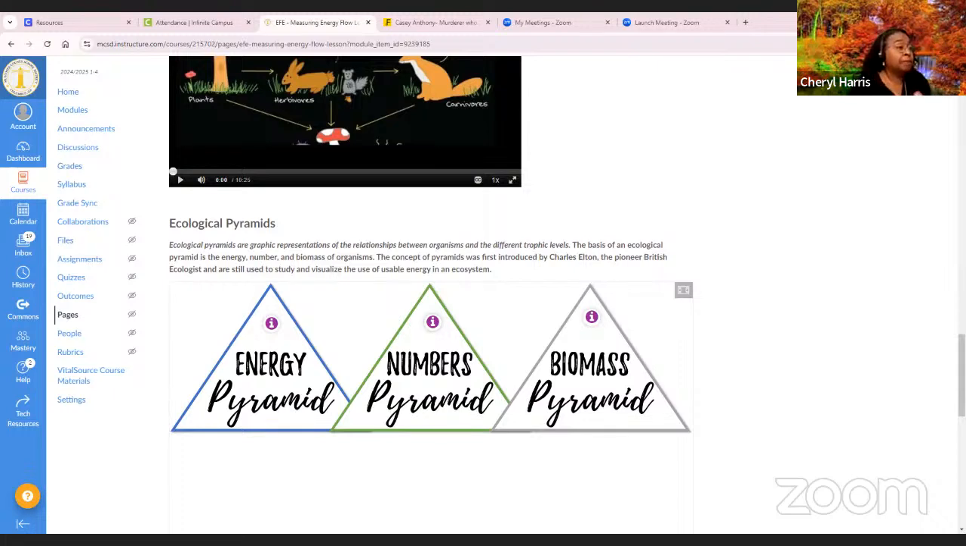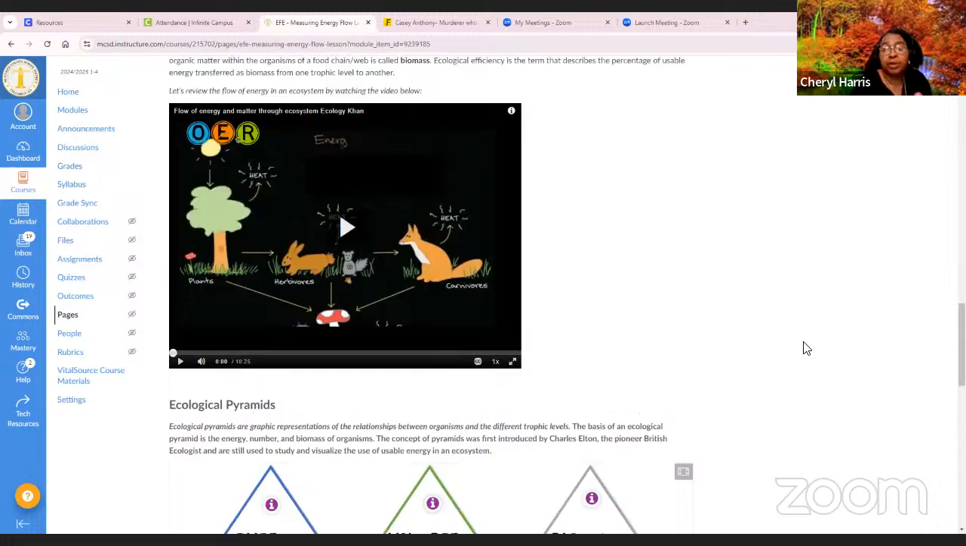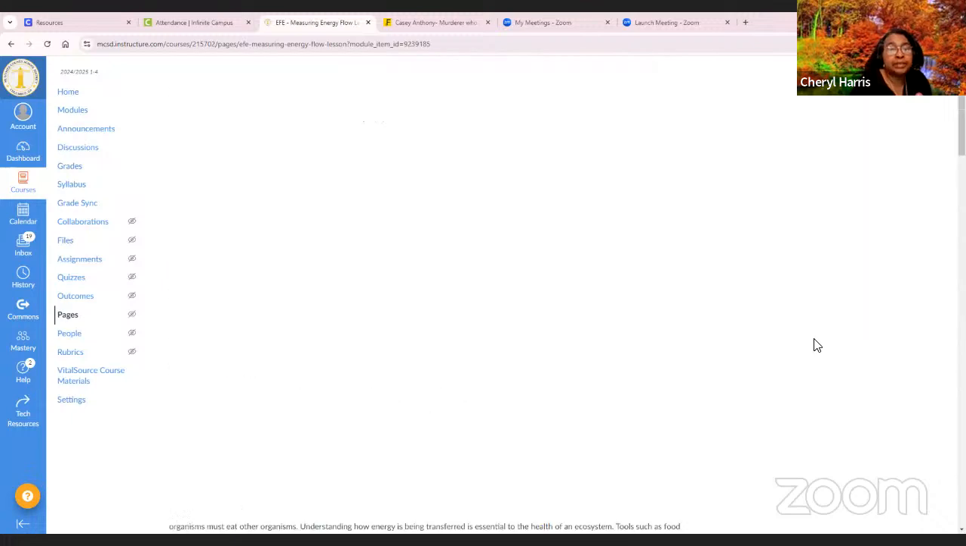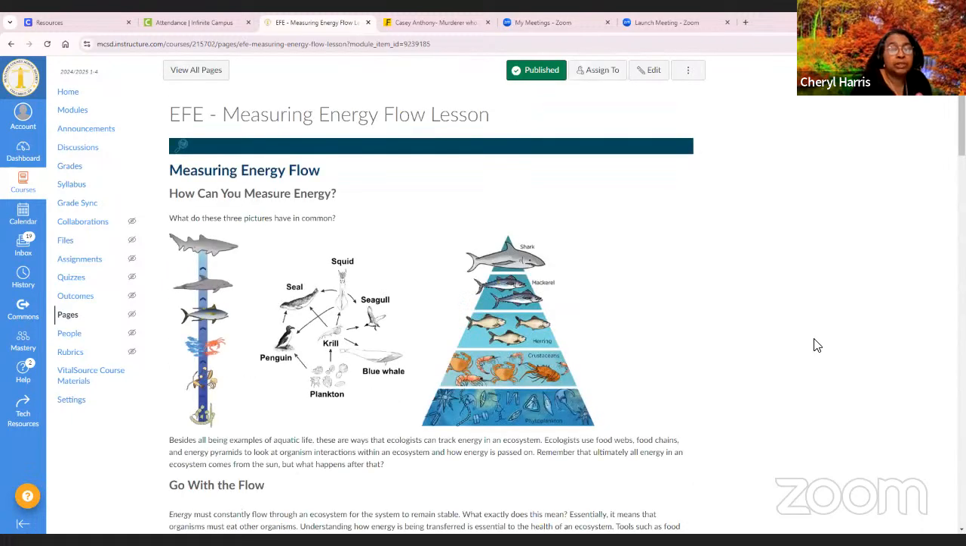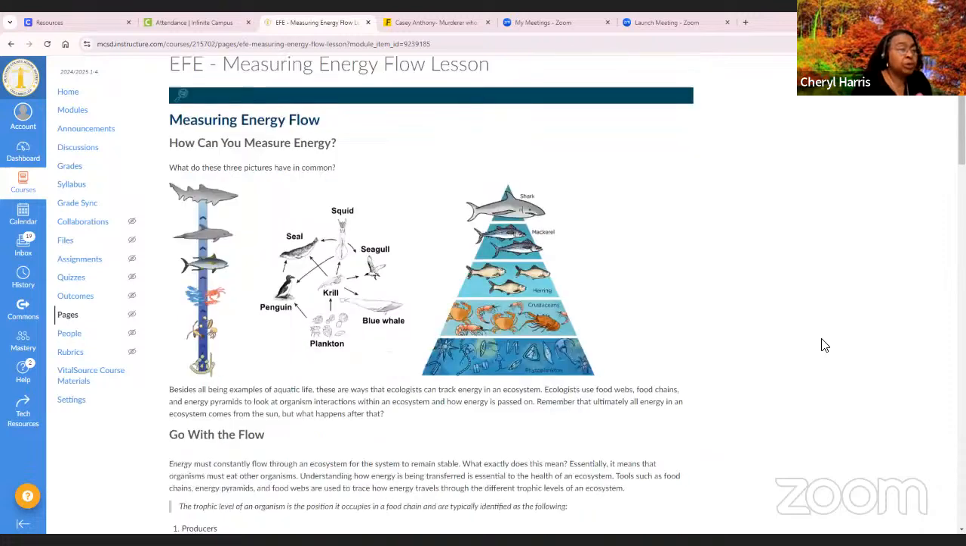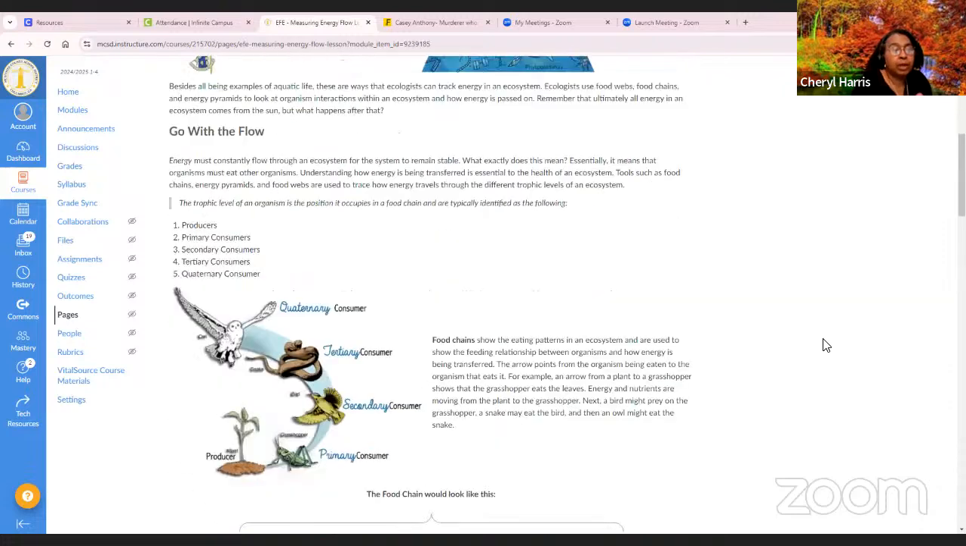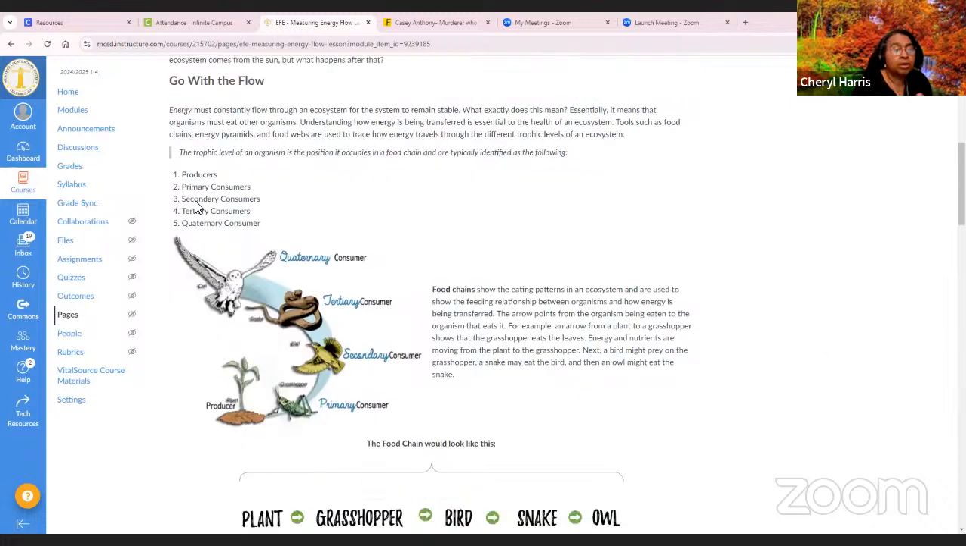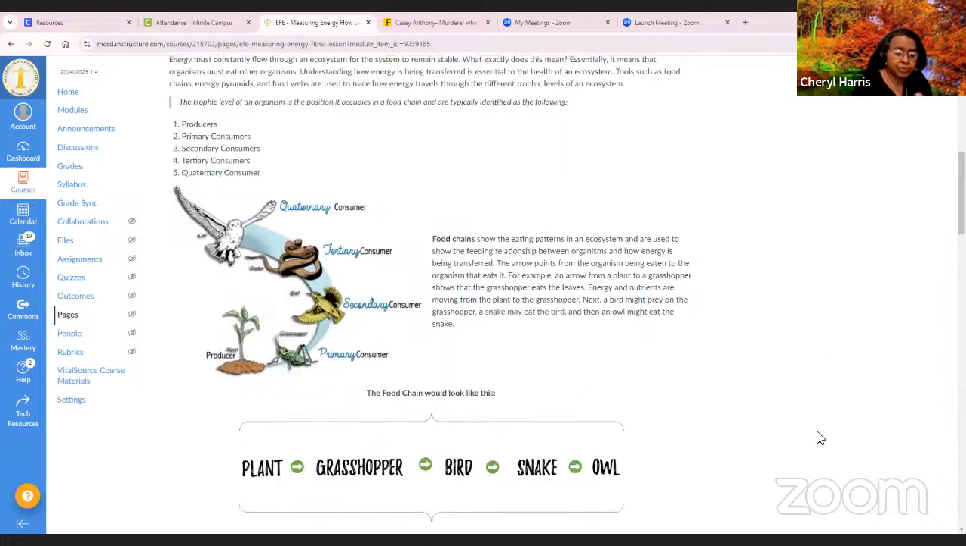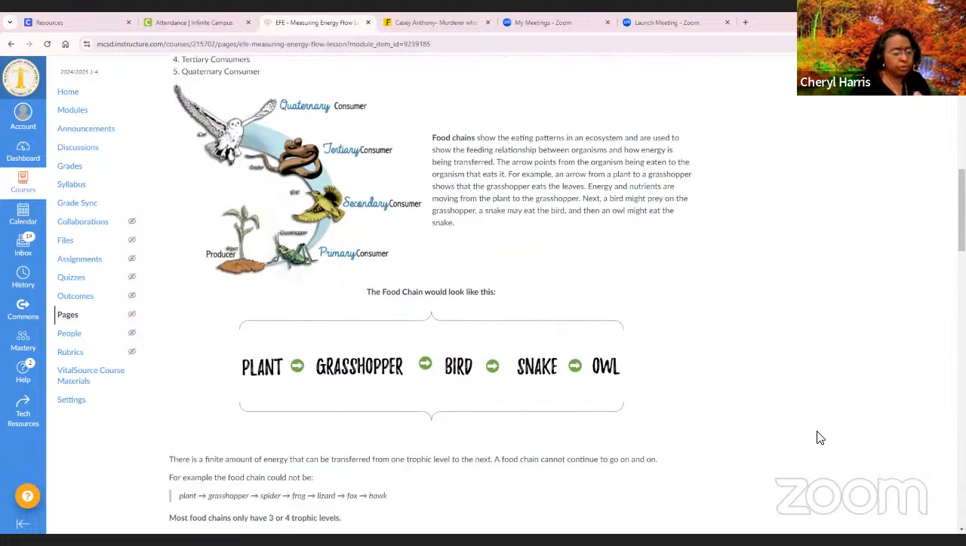Okay. So, where you should be in Canvas, we were talking about measuring energy flow. So we're going to quickly review all of these definitions, and then we're going to move on to how energy is cycled through different what we call biochemical cycles.